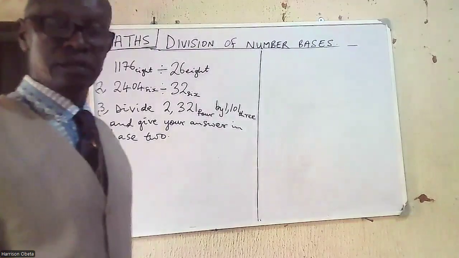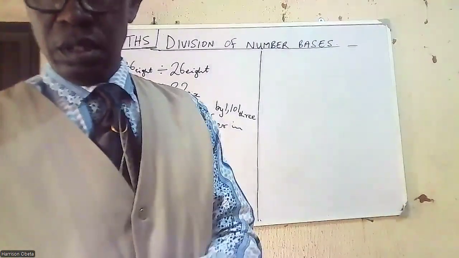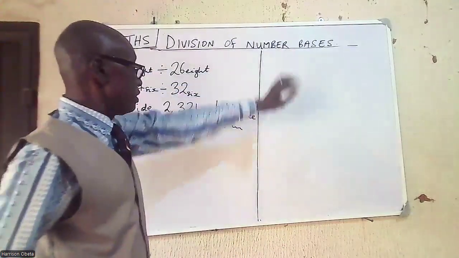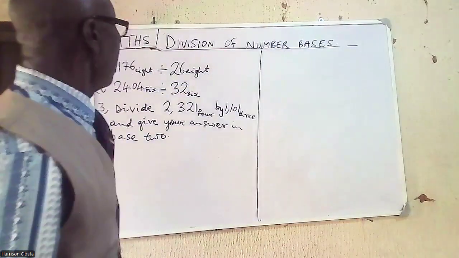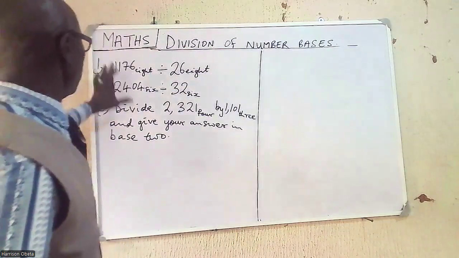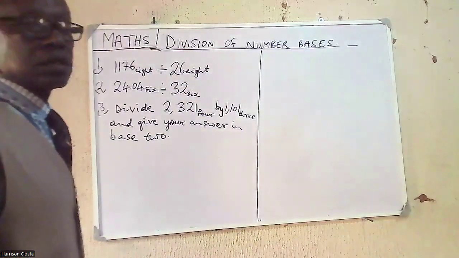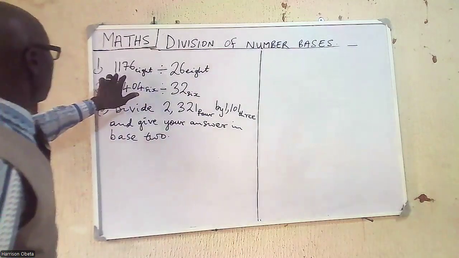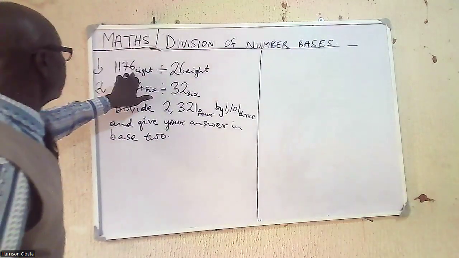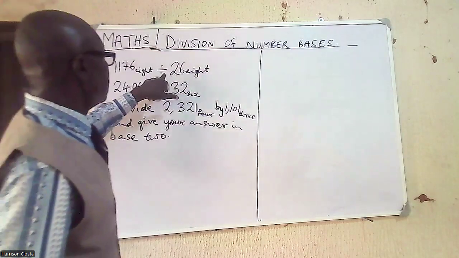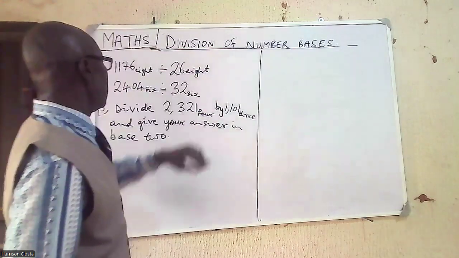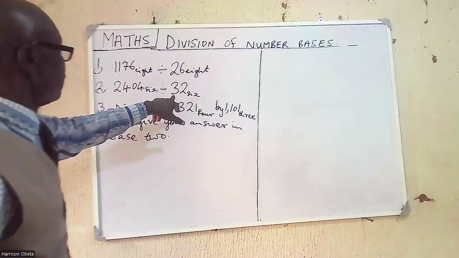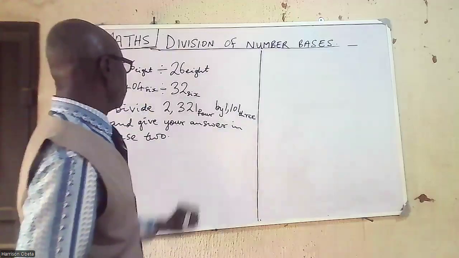Welcome back. Today, I'm going to treat division of number bases. And I have 3 questions to solve. Number 1, 1176 base 8 divided by 26 base 8. Number 2, 2404 base 6 divided by 32 base 6.